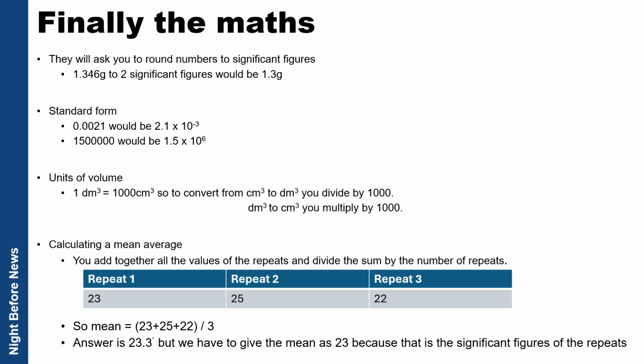So remember, you need to add the values together to get the sum of those values, and then divide that by the number of repeats, which is 3 in this case, and the answer would be 23.3. But we do have to give our mean as 23, because you have to give your mean average to the same number of significant figures as the recordings that were made.